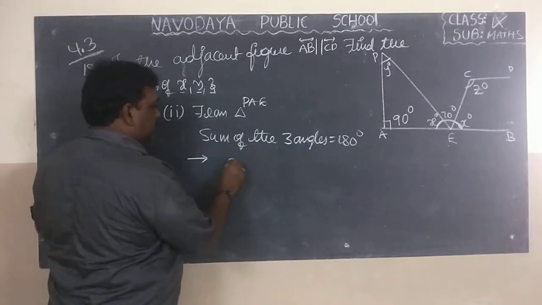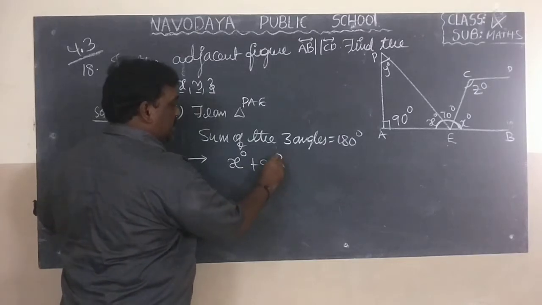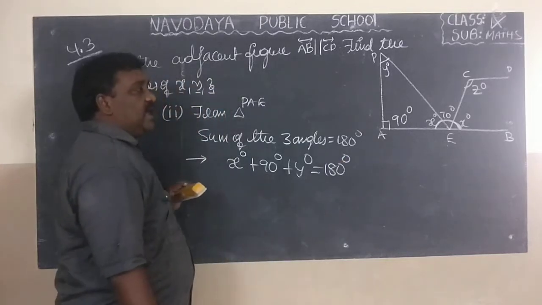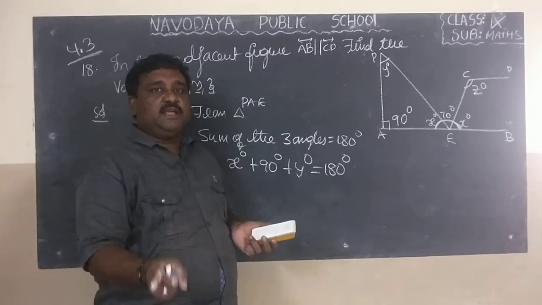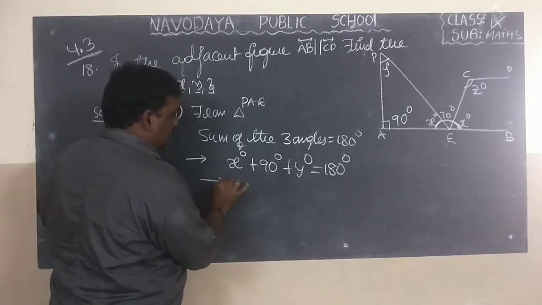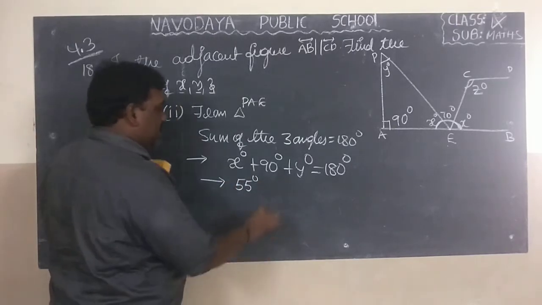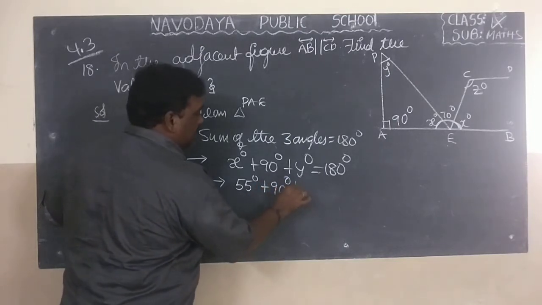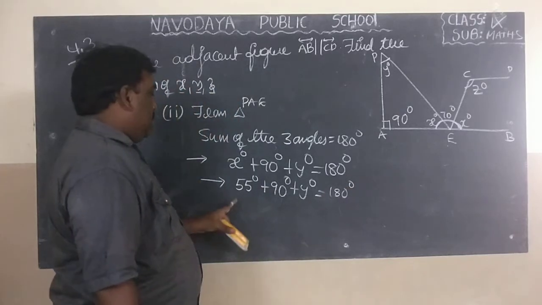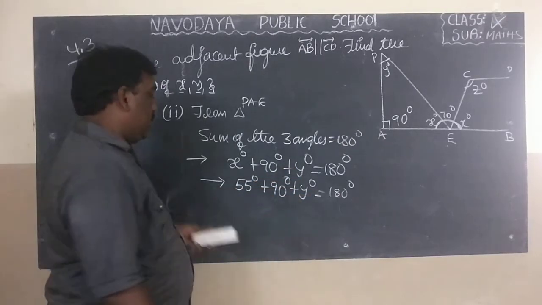So what are the angles? First angle X, then second angle 90 degrees, then third angle Y degrees, equal to 180. X, 90, Y, altogether 180. Angle sum property. Then X how much? 55. Just now completed. X value 55 plus 90 plus Y equal to 180.